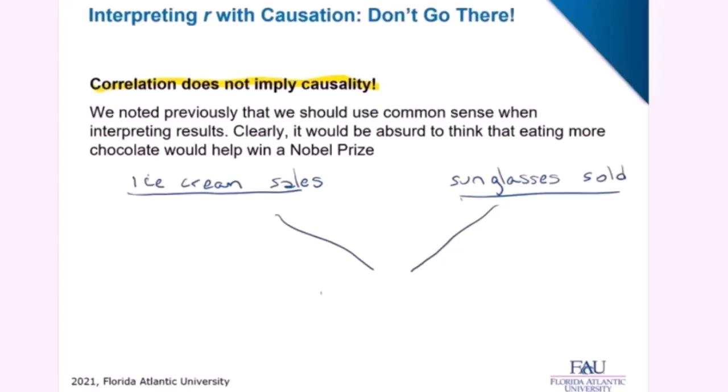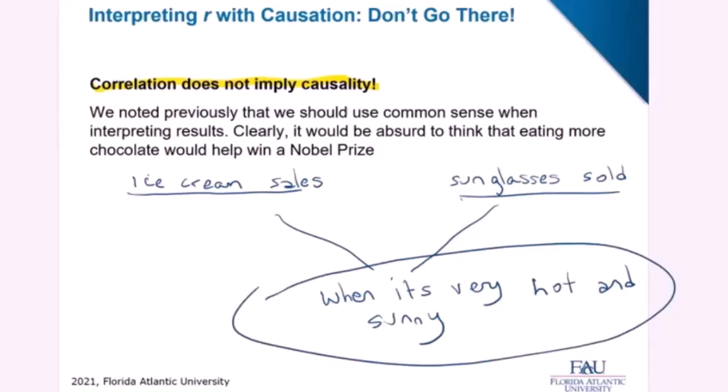But they may be linearly related because both these things happen when it's very hot and sunny. That may be more the cause than ice cream and sunglasses, or sunglasses and ice cream. Just because two things are correlated does not mean anything about one causing the other.